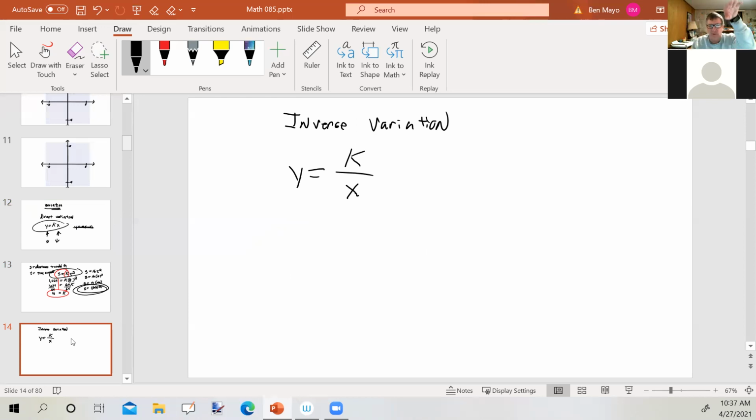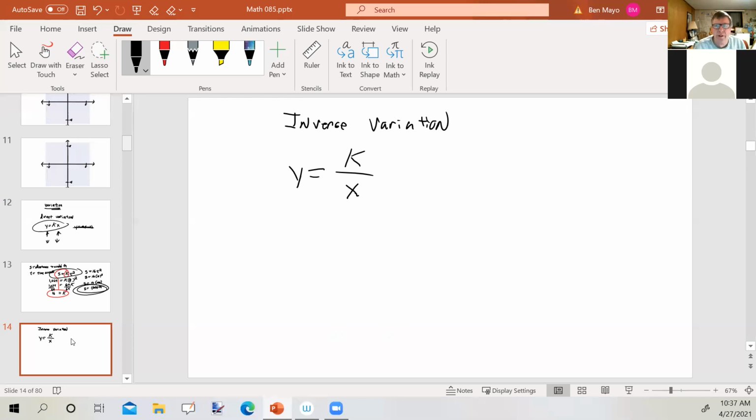If X goes down, Y goes up, okay? So there's that inverse situation going on there. All right, now, again, notice K is present. Let's take a look at an example of inverse variation.